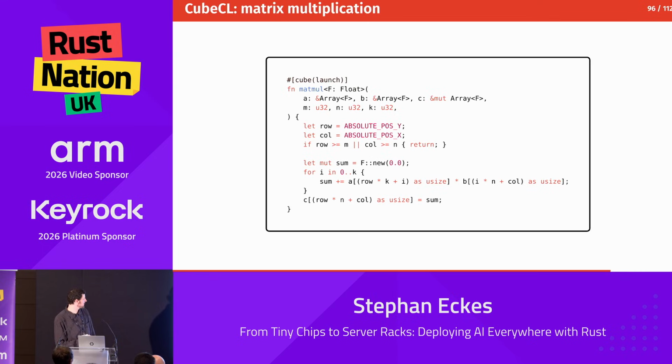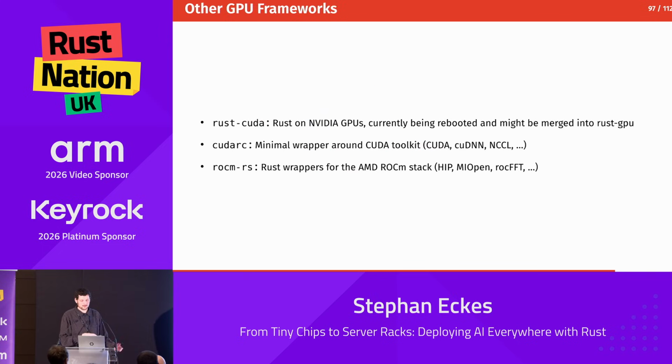So really clean. You just add the cube macro on top of your code. Then here you get this GID XY. You get it as a static number actually. And then you just write your kernel. So this is the simplest code we've seen, right? And others are, like I said, Rust CUDA, but probably moved into Rust GPU. And you have direct bindings to CUDA. This is a minimal wrapper around the CUDA toolkit, or ROCm.